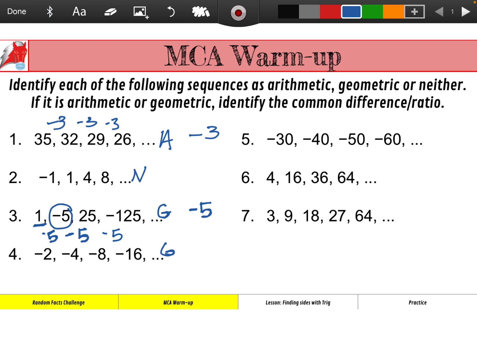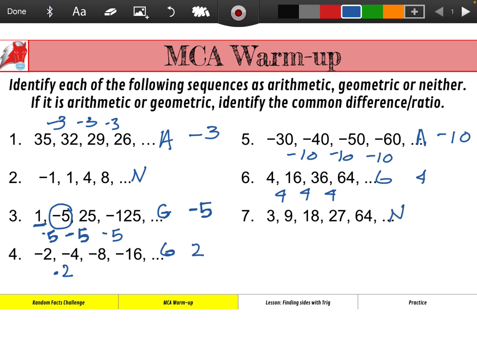Next one also is geometric. The common ratio here is starting at -2 would be times 2. Each time, -2 times 2 is -4, times 2 is -8, times 2 is -16, and so on. So the common ratio would be 2. Number 5, it is an arithmetic sequence, which means it has a common difference. Each time it's subtracting 10, minus 10, minus 10. So the common difference is -10. Next one, geometric, and that would be because it's being multiplied by 4 each time. And finally, the next one has nothing.